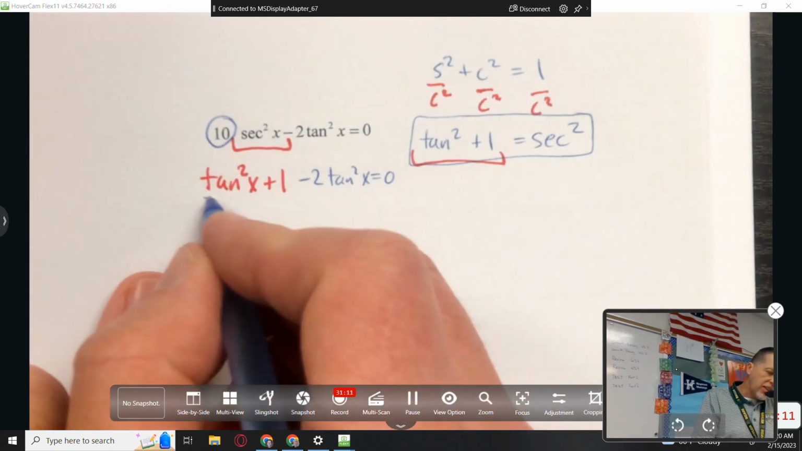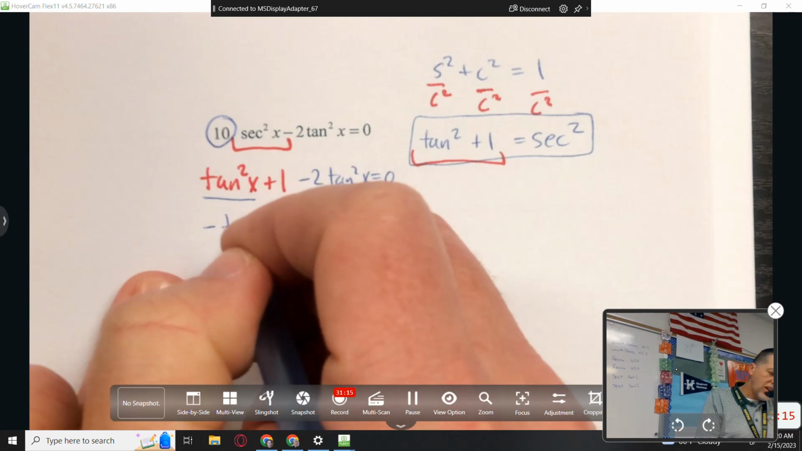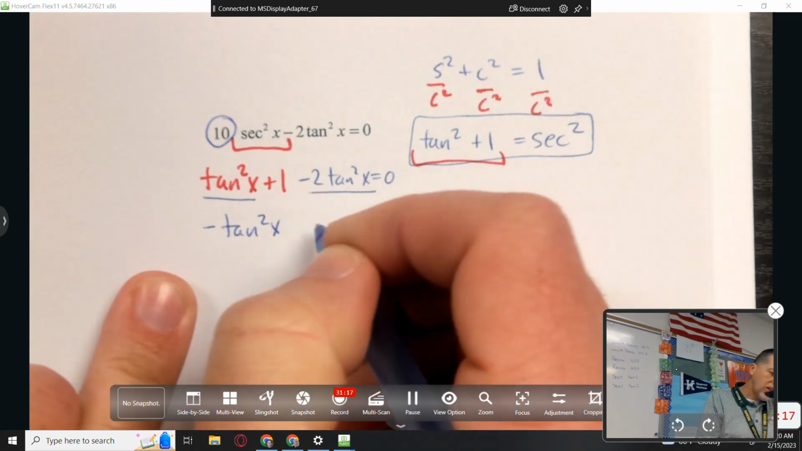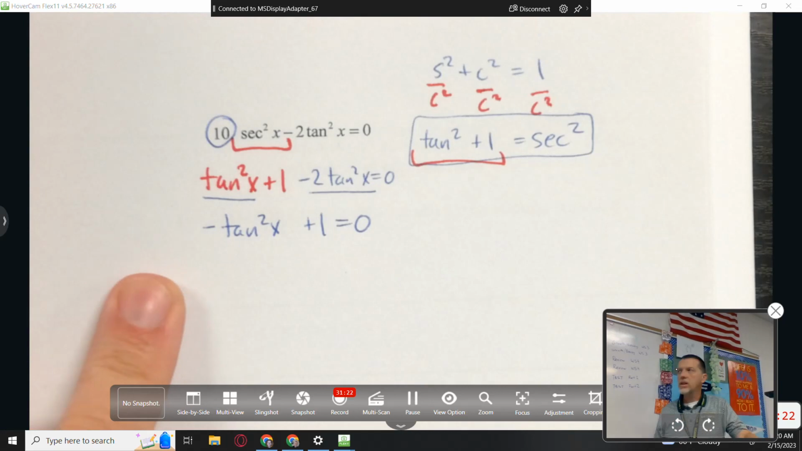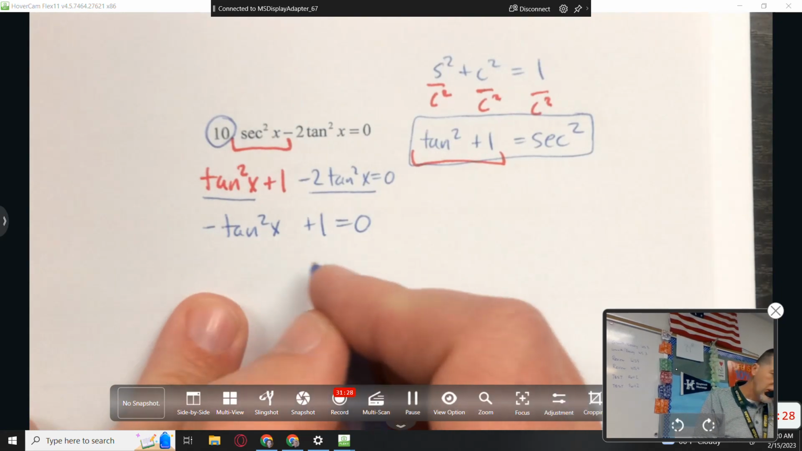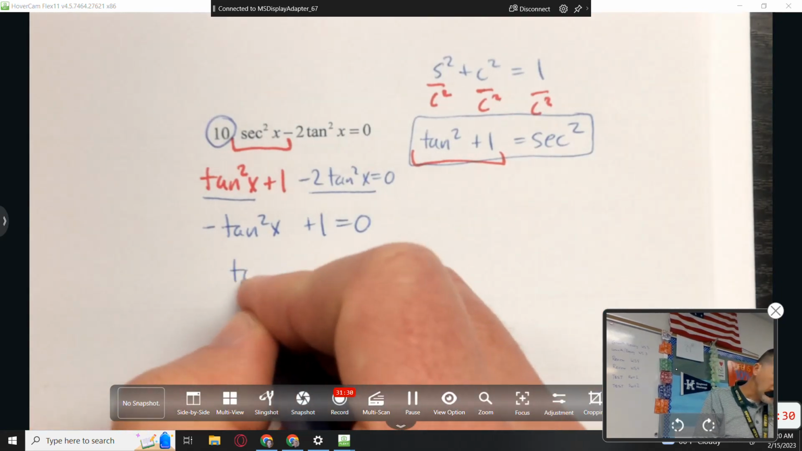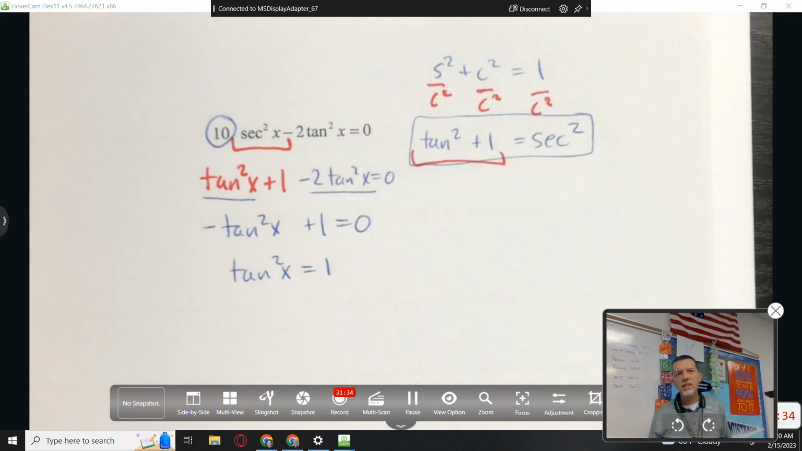And now I've got tangent squared minus 2 tangent squared. That's negative tangent squared, plus 1 equals 0. We're getting close. I'm going to move the tangent squared over, but then write it like this, so they're both positive. And now we are on the doorstep here.